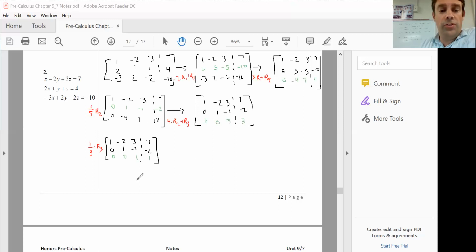So we got all our 1s and 0s now. So we turn everything back into a system of equations. So x minus 2y plus 3z equals 7. Y minus 2z equals negative 2. And z equals 1. Plug it back in.